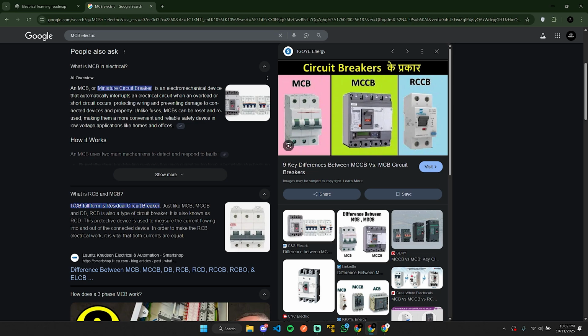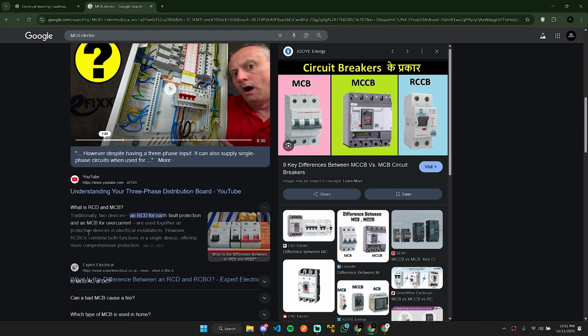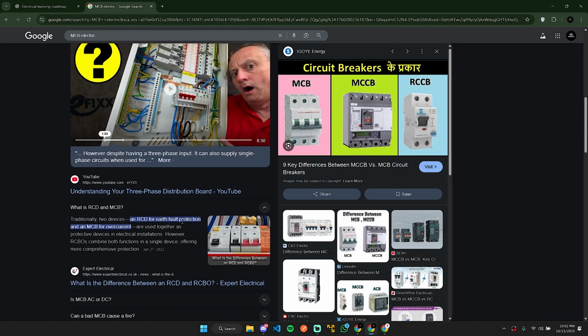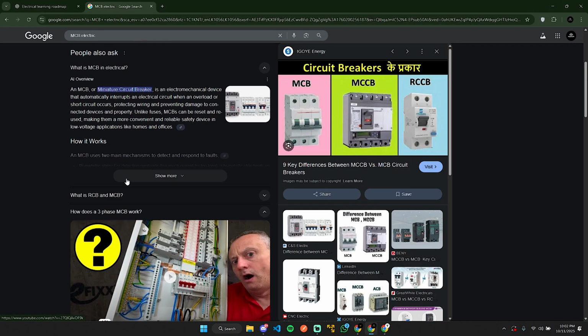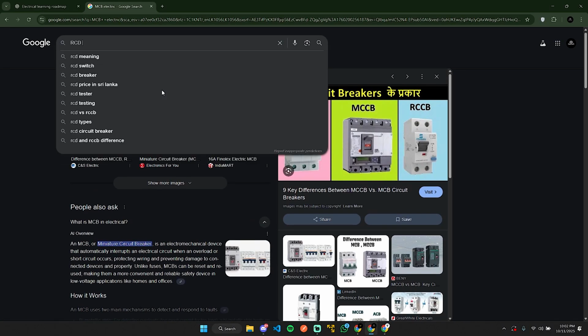This protective device is used to measure the current flowing into and out of the connected device. In order to make the RCB work, it is vital that both currents are equal. Interesting. Alright, RCD for fault protection and MCB for overcurrent. Interesting. So we should grab that real quick. So what does RCD stand for?